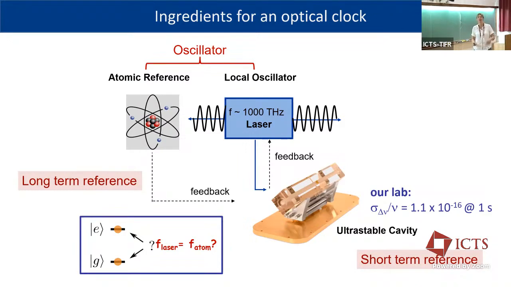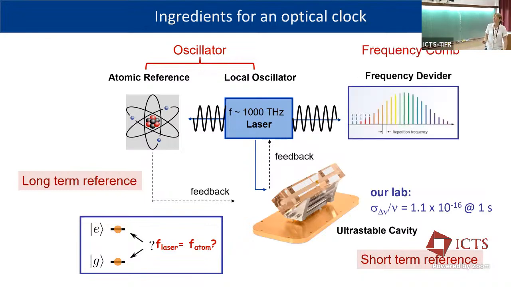That's the art of an optical clock. Now comes something technical, because now I have to measure the frequency here. 1000 terahertz is very hard to measure. There's no frequency counter that can do that. You can't do this electronically. And that's where the frequency combs come in.